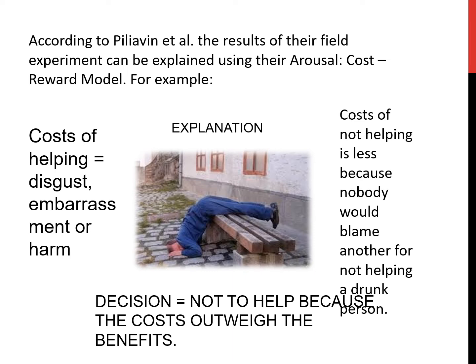And then if you don't help, it doesn't matter. Like people will not judge me. So because of that, the decision here would be not to help because the costs outweigh the benefits. It's like you already decided that if you help a drunk person, there's no benefit that it will give to me. There's more cost than benefit. So therefore, don't help. Okay, like that. So this would be an example of how the cost and reward model was applied when deciding whether to help or not.